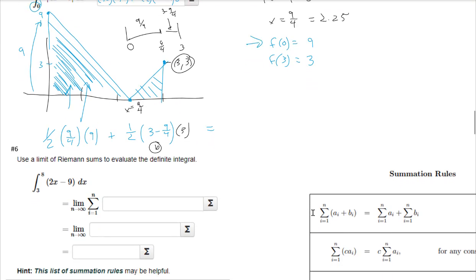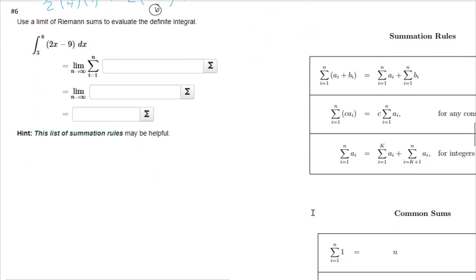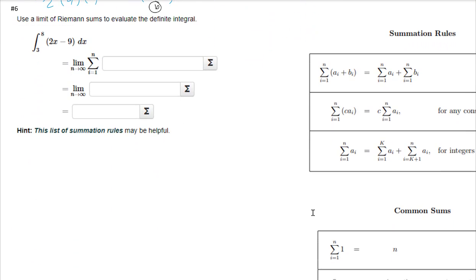All right, let's keep on chugging. Now for problem number 6, we're actually going to go in the forwards direction. We're going to calculate this integral using a Riemann sum.